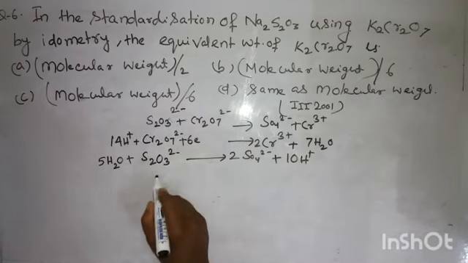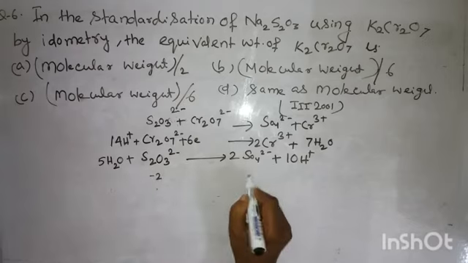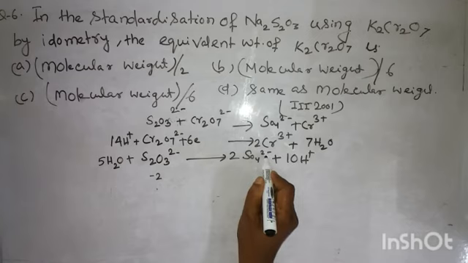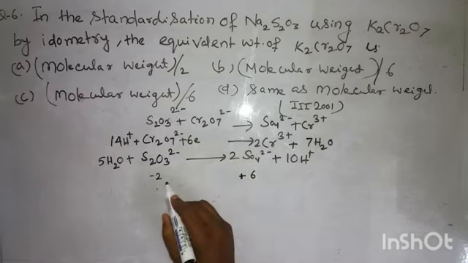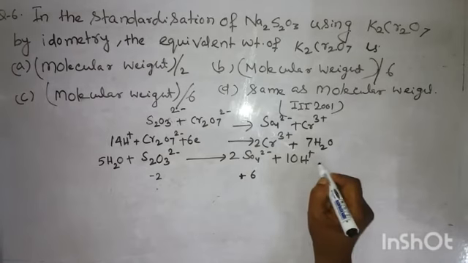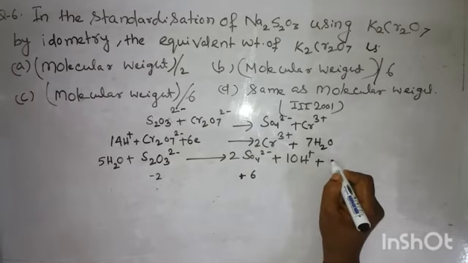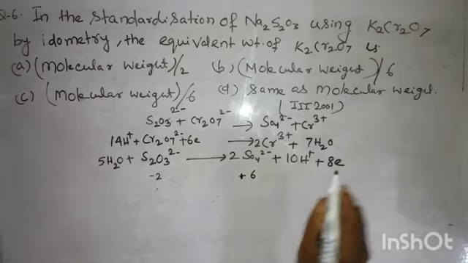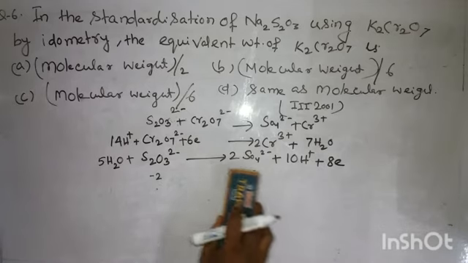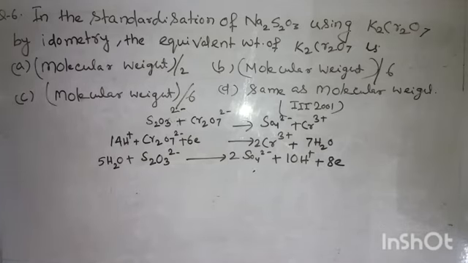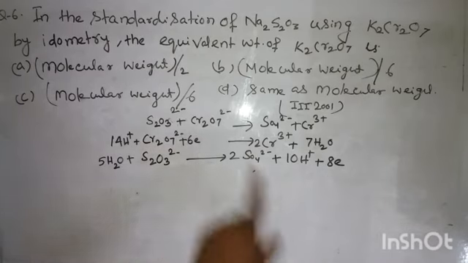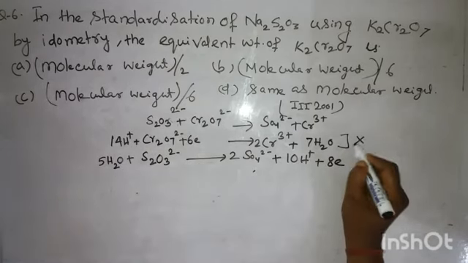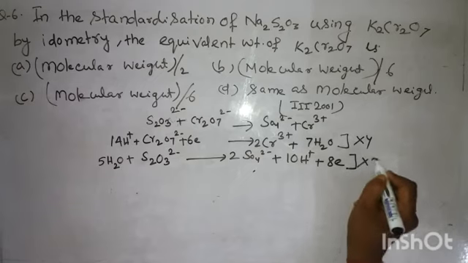This is 2 minus, net is minus 2, and this is plus 10 minus 4, which is plus 6. How will you balance it? If you add 8 electrons, then it will be balanced. This portion has 6 electrons, this one has 8 electrons. Obviously it will be multiplied by 4 and this will be multiplied by 3.